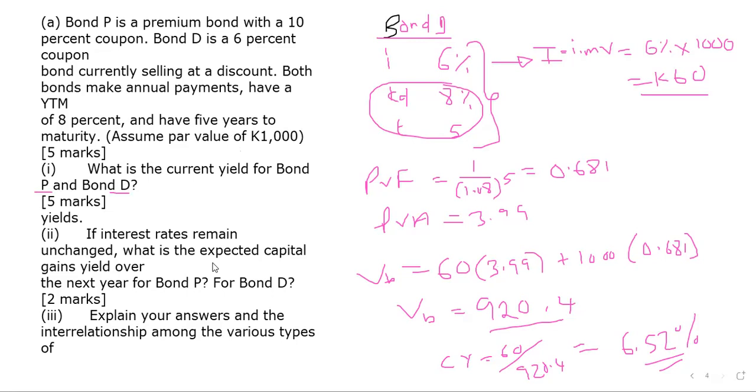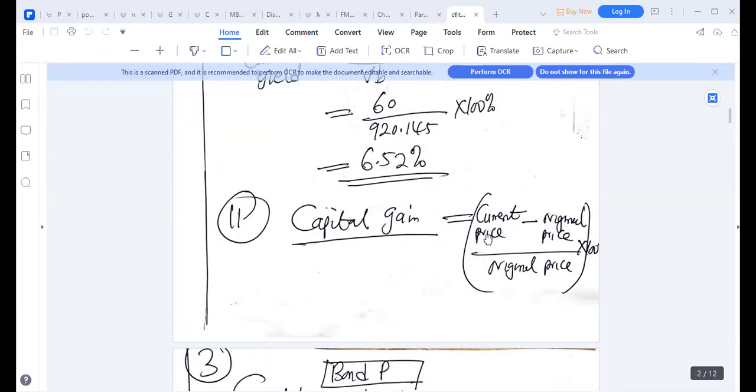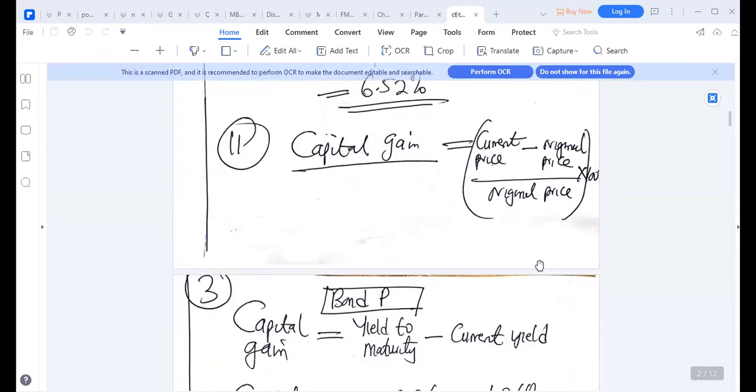All right. So part 2 is asking a question. If the interest rates remain unchanged, what is expected? What are the expected capital gains over the next year for bond P and bond D? All right. So we found the current yield for each of them. So the capital gain is simply the current price minus the original price over the original price times 100.